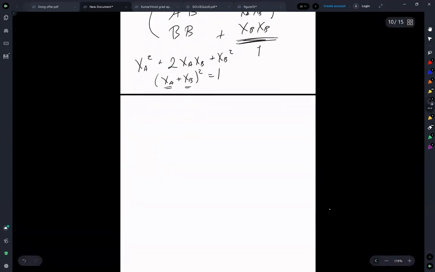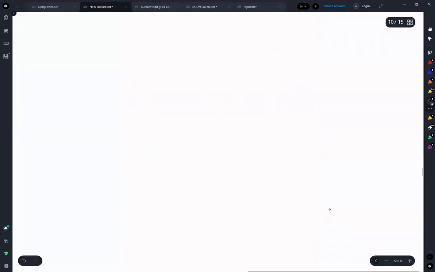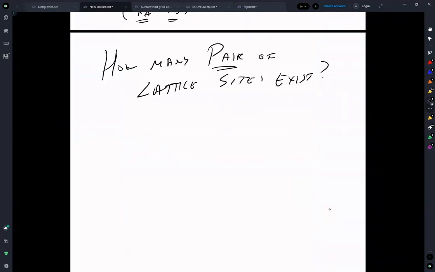So we ask ourselves, how many pairs of lattice sites exist? Well, that is the total number of sites, and we're saying that the total number of sites is equal to the number of A atoms plus the number of B atoms. Again, no vacancies, no interstitials. And we multiply that by the number of bonds, or the number of nearest neighbors per site, Z. And then all of that, we have to divide by 2.